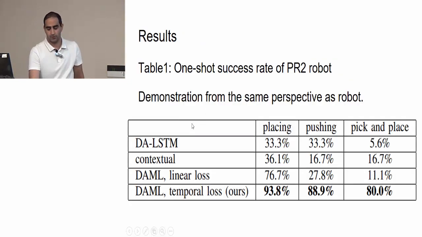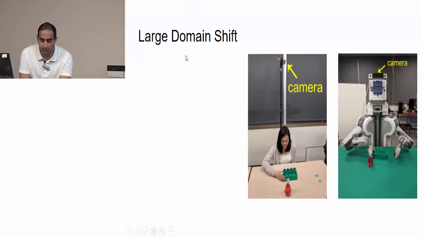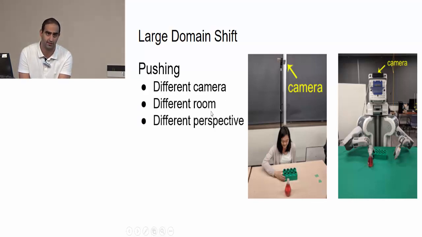And this is the table of the results, and you can see that they achieved very good success rate performance. And the other experiment was to check what happens if we have a large domain shift. So they just consider the pushing task, and they use another camera, which is just a mobile camera, and perform the task in a different room with a different perspective, and they used 10 different table textures.